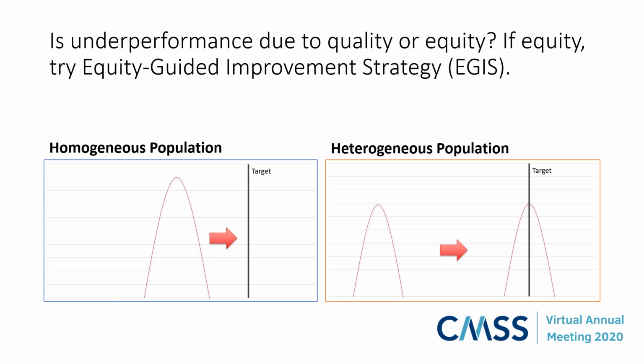Our approach, which we call an Equity Guided Improvement Strategy, or AEGIS, starts with the question, do you serve a homogeneous population or a heterogeneous population? Some VAs do serve very homogeneous populations, and we give them a pass. Equity has little to offer. But most VAs serve heterogeneous populations. We work with these VAs to figure out if their underperformance on a specific metric is distributed evenly across their population or concentrated in a specific group. If they serve a homogeneous population or underperformance is evenly distributed, standard quality improvement processes are appropriate to shift performance closer to the target, as illustrated on the left here.